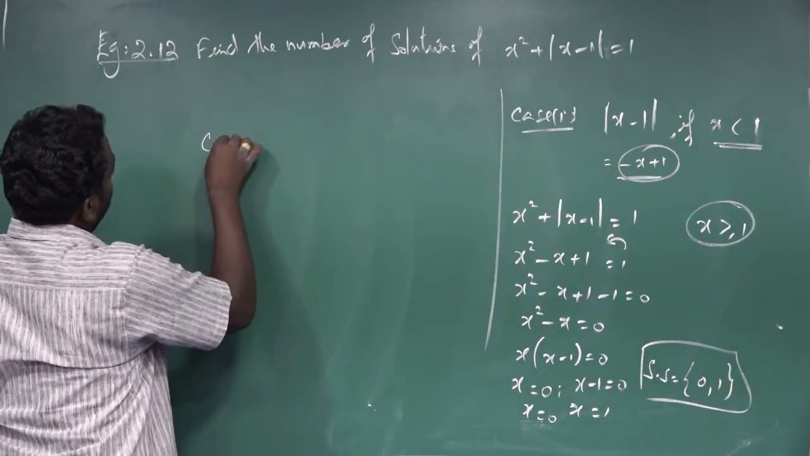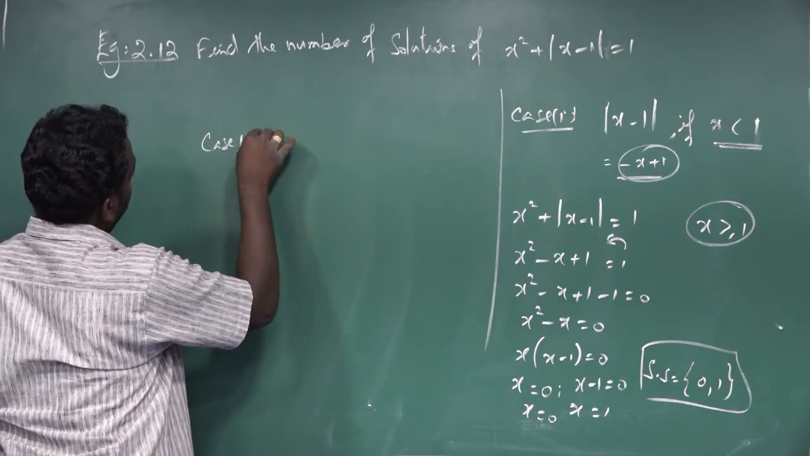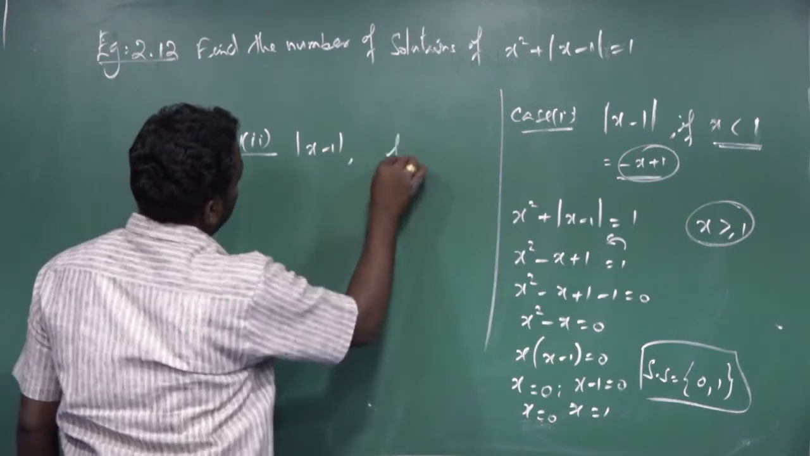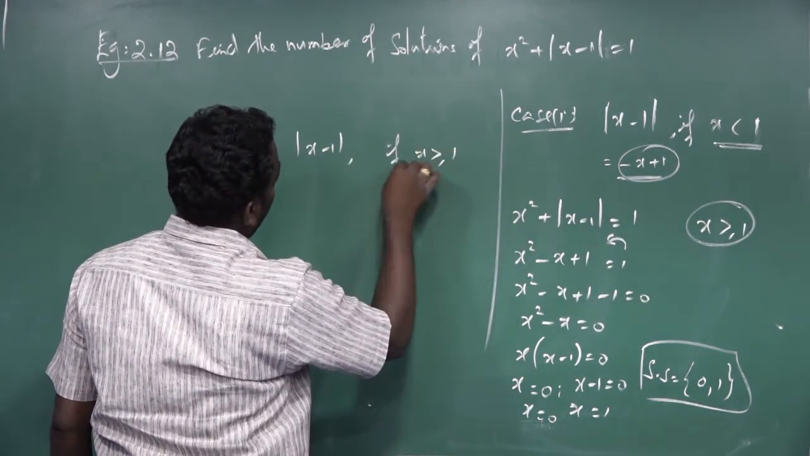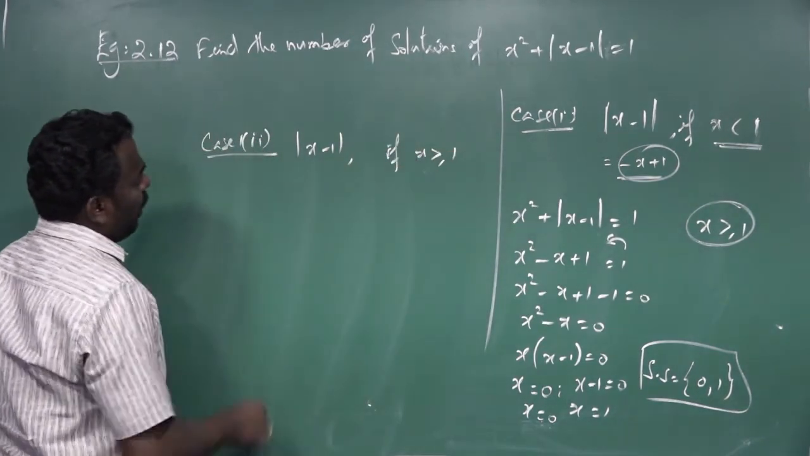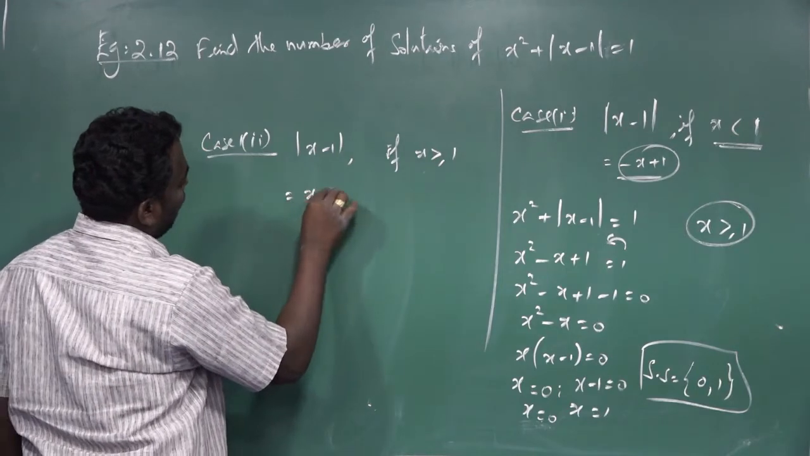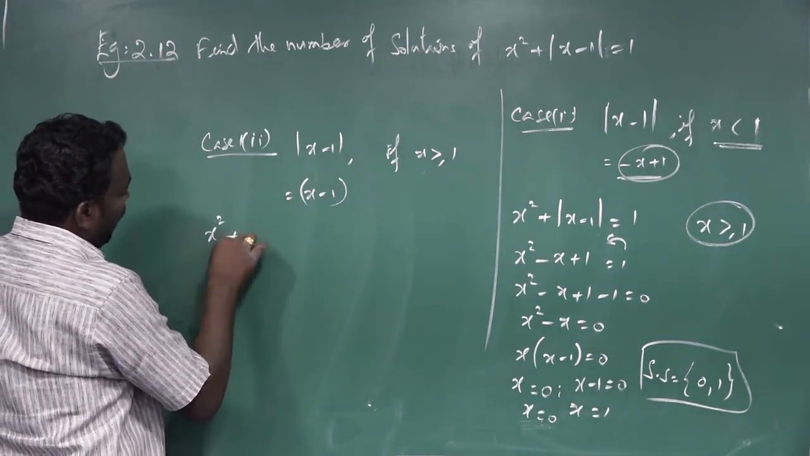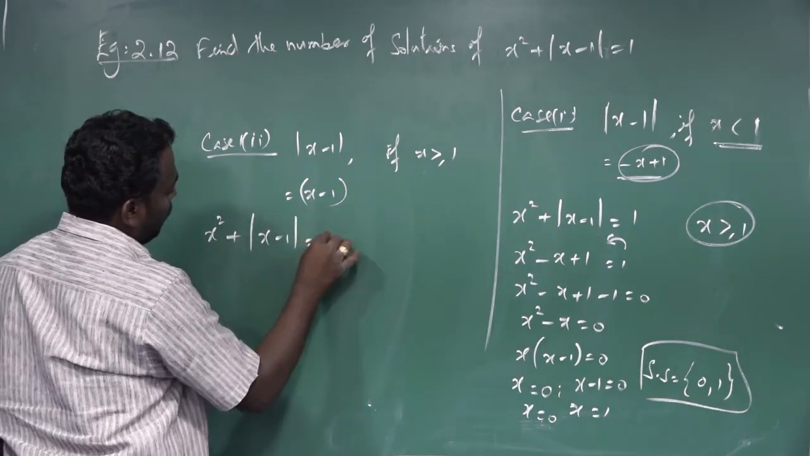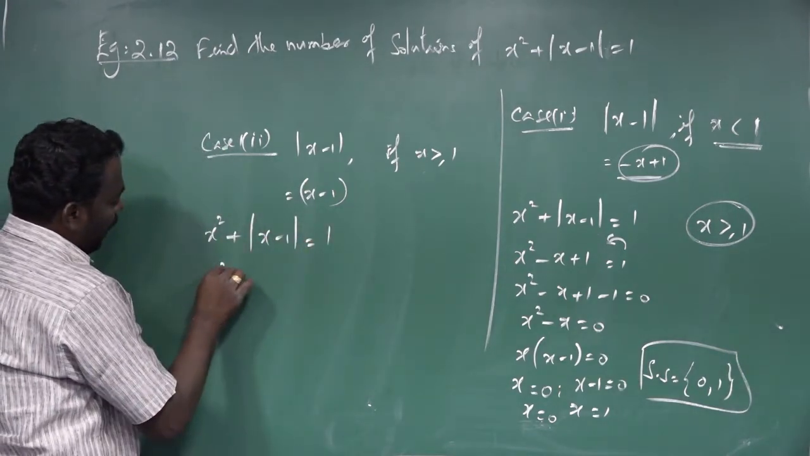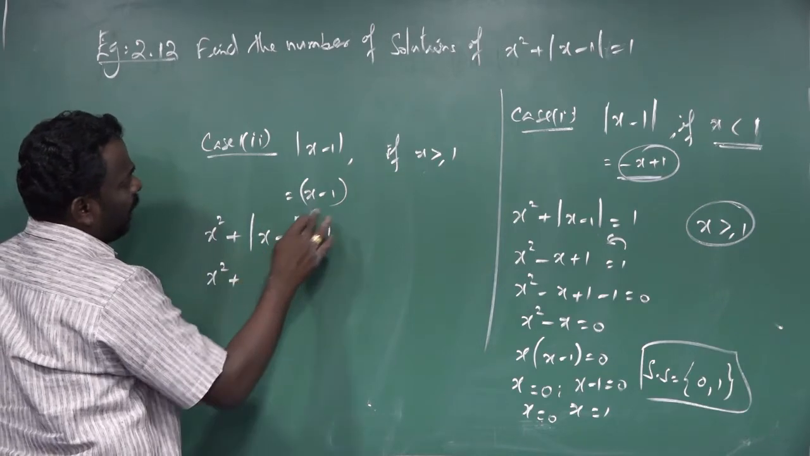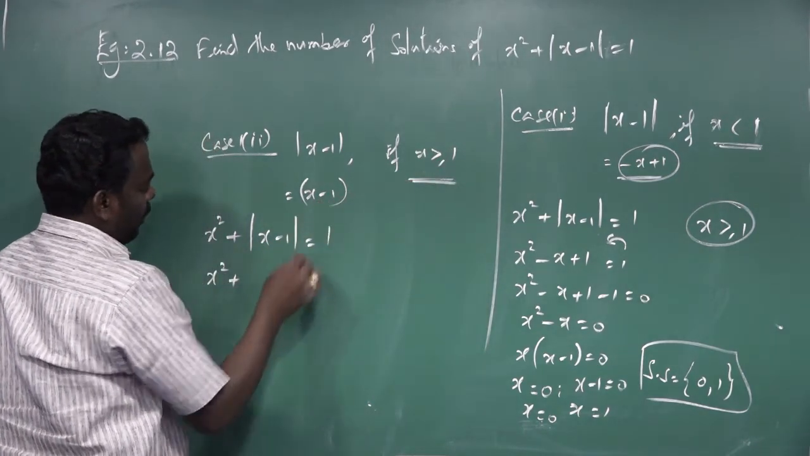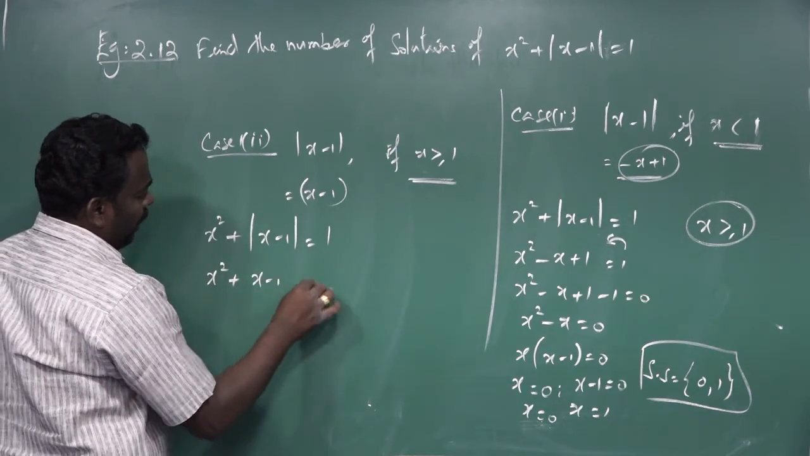Now, come to case 2. The modulus of x minus 1, if x is greater than or equal to 1. If x is greater than 1, what is the modulus value? It is x minus 1. Therefore, the given equation x square plus modulus of x minus 1 equals 1. In the case of x greater than or equal to 1, the function value is x minus 1. So x square plus x minus 1 equals 1.